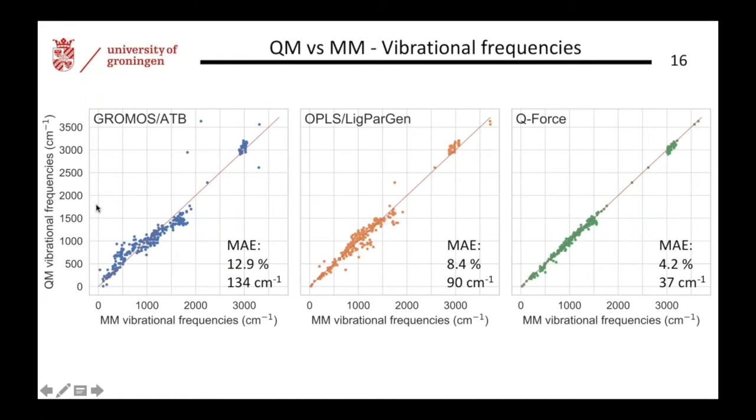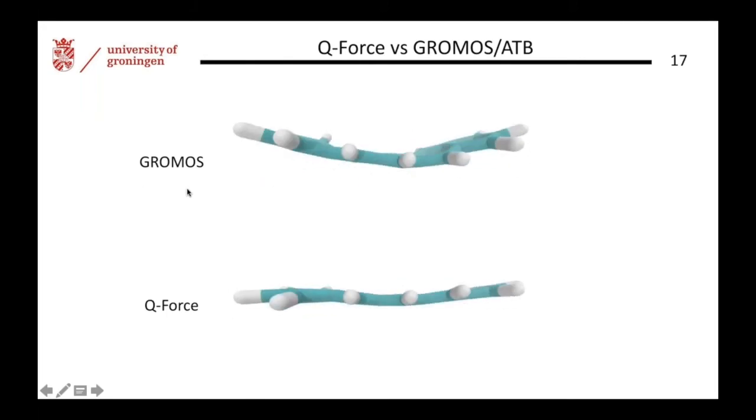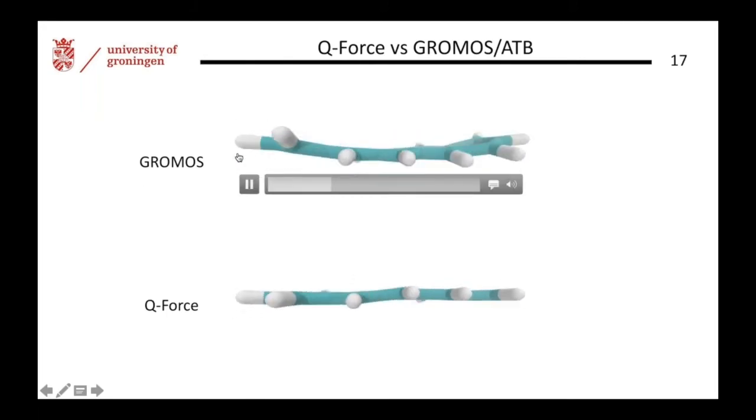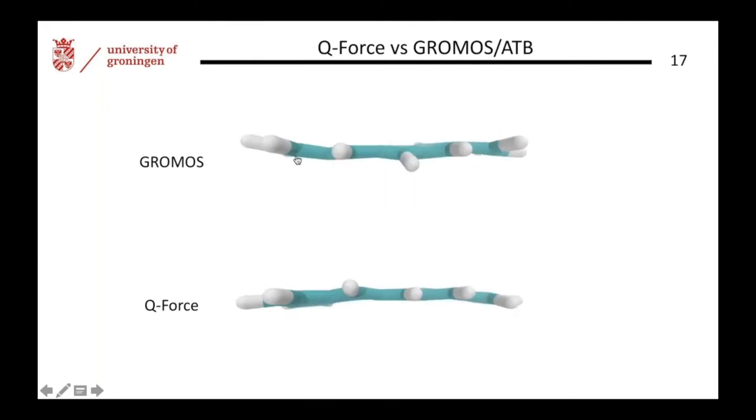Also, interestingly, for GROMOS, you can see here that between 500 and 1,000 wave numbers, you can see a consistent underestimation of the vibrational frequencies. And in fact, these vibrational frequencies correspond to the out-of-plane bending modes of conjugated rings. And this has the consequence that you can see here. The GROMOS-based tetracene is unrealistically floppy.